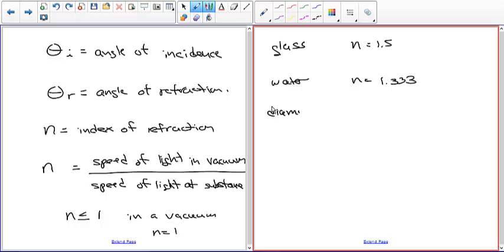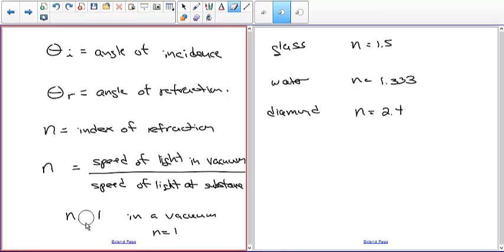Diamonds, N is equal to... I should bring my book over here. I'm getting it instead of walking. Did I say that? Okay, I was wrong. It's greater than or equal to 1. Diamonds, 2.4. Okay, let me fix that. The other way around. Pesky details, right? So it's greater than 1.